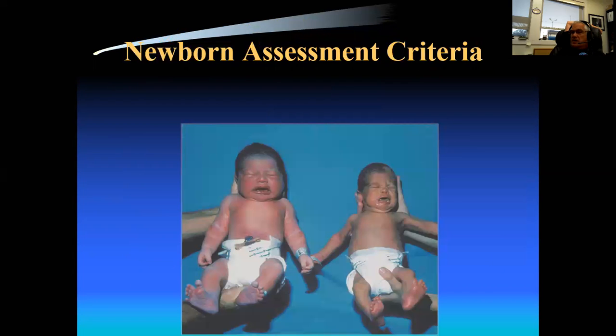Now you have to also kind of get an idea of the size of the baby, right? So both of these babies are healthy. Okay, they're crying, they have good muscle tone, but one is probably a good 4 pounds heavier than the other. So what does that mean? If they're both healthy, it doesn't really mean anything in the world to us. But you just have to get the idea of size and stuff like that.